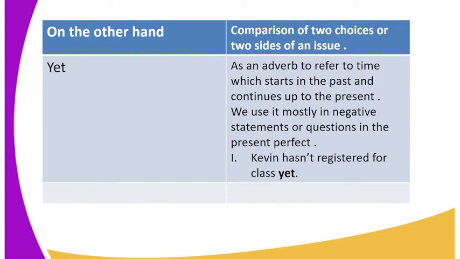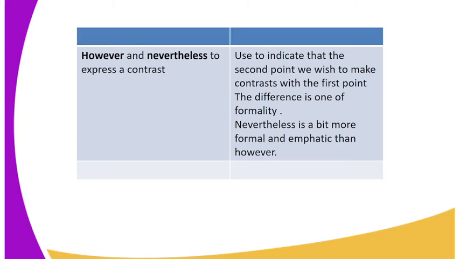Yet is an adverb to refer to time which starts in the past and continues up to the present. We use it mostly in negative statements or questions in the present perfect. For example, Kelvin hasn't registered for the class yet. We have however and nevertheless to express contrast.